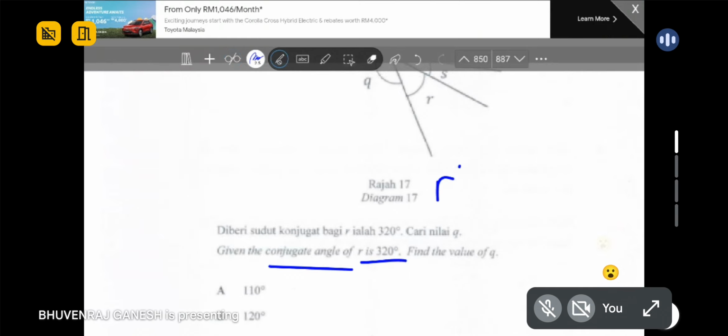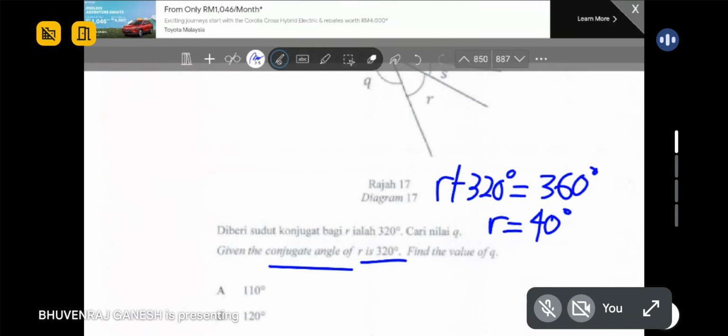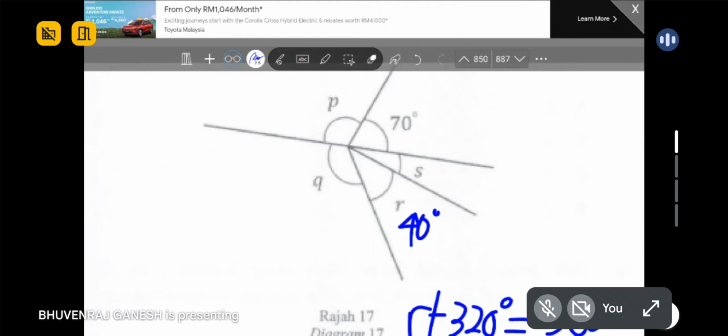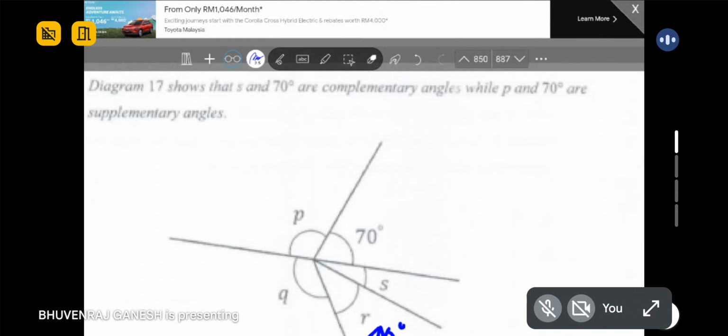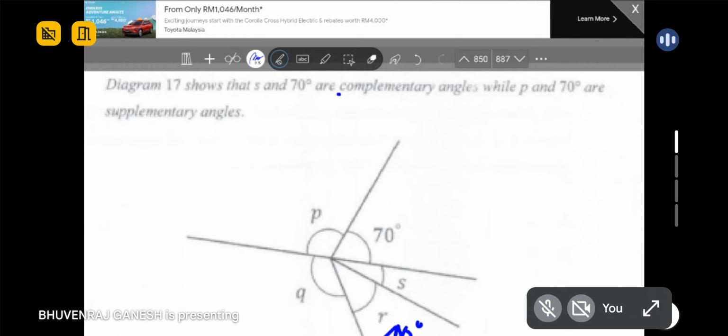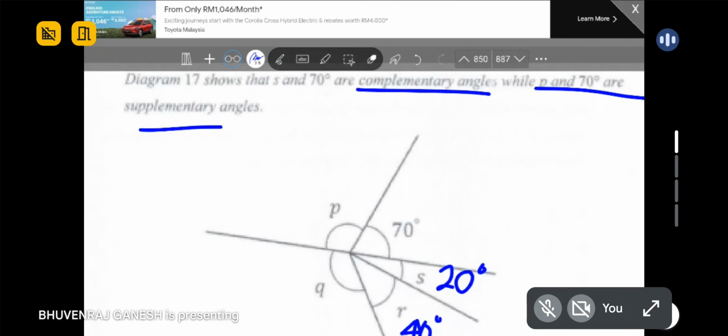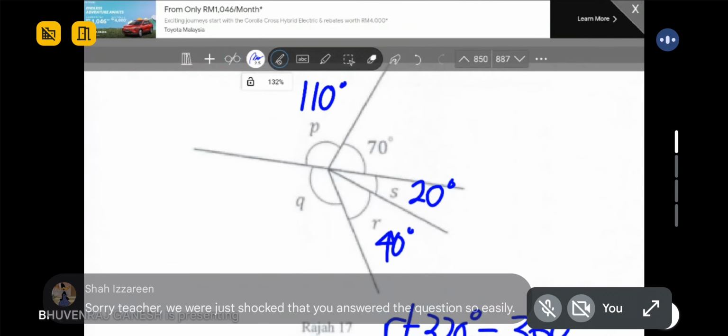Hitung Q. Okay, so R plus 320 equal to 360. Conjugate total sudut dia adalah 360. Ingat guys, sudut conjugate total 360. So R plus 320 equal to 360. So R tu 40 degree. Question ask you. Okay, so S and 70 complementary. Complementary total 90. So 70 plus 20, 90. P and 70 supplementary. Supplementary penggenap 180. So this one 110, guys. 110 plus 70, 180.